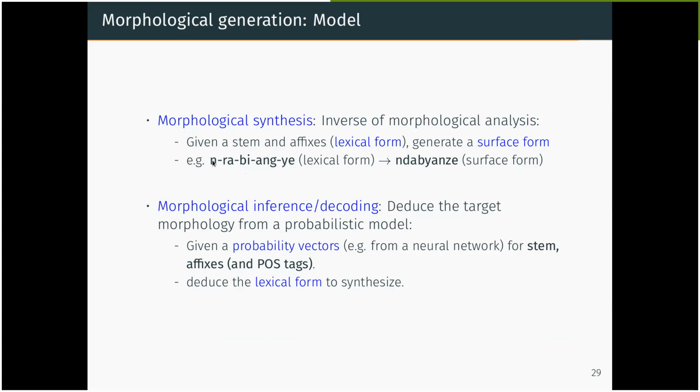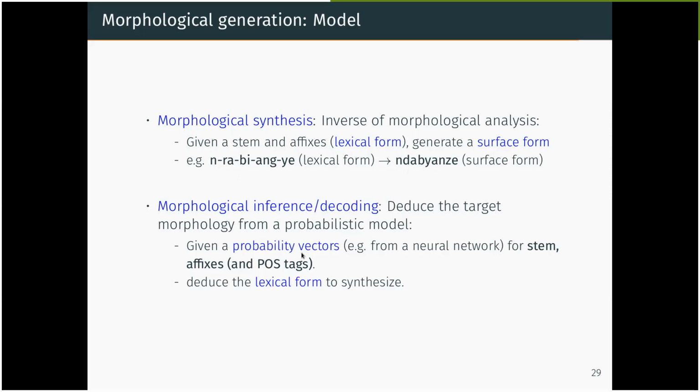So this means I just want to express it. This means I am the subject, me. Ra means it's a kind of tense in Kinyarwanda, and B is the object, something. Ang is kwanga, the stem, and then Ye is the suffix. So you need to use the morphological synthesizer to use the morphographemic rules in reverse to form the final surface form. So you have this lexical form, you convert it into ndabyanze, which is the final thing you output. So this is the morphological generation.